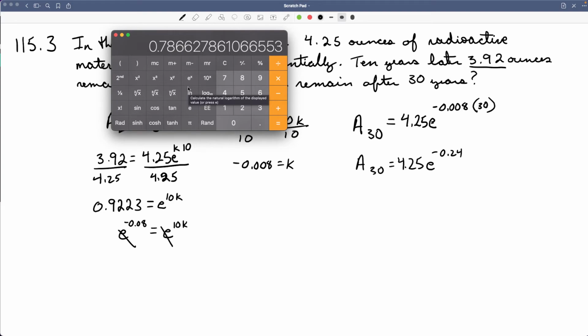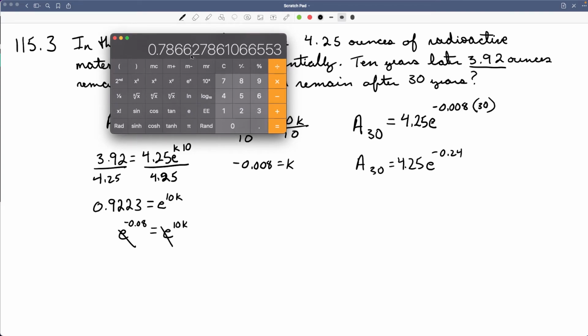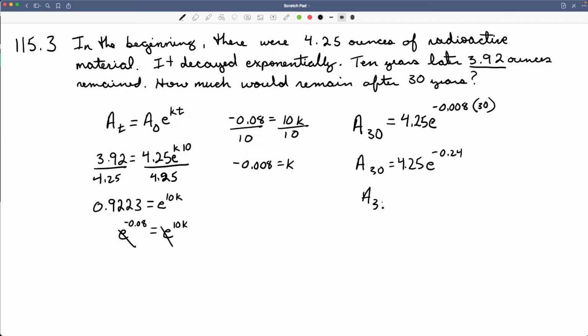0.78662786, and so on. All right, so I'm going to stop here where the 6 drops to a 2. That's going to be the end of my significant figures. And I am going to use that as my factor to replace e to the negative 0.24. So A, the amount in 30 years, is equal to 4.25 times 0.7866.